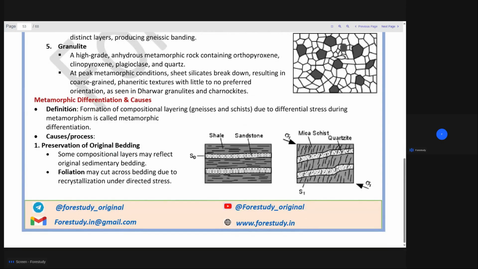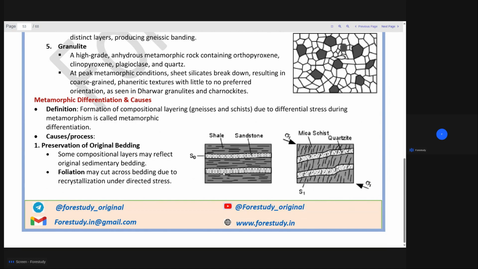Then we have metamorphic differentiation and its causes. The formation of compositional layering, gneisses and schist, due to differential stress during metamorphism is called metamorphic differentiation.